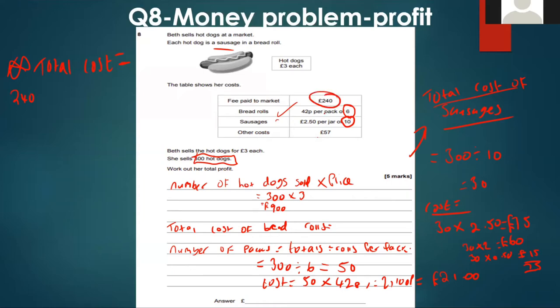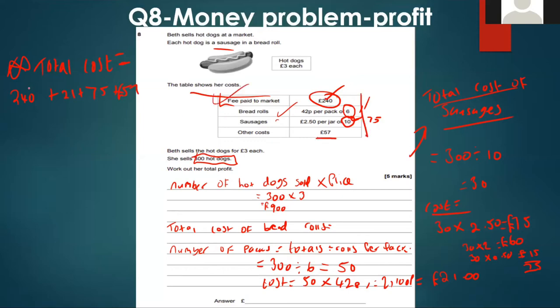So we're going to do this again in a systematic order. So 240 is the fee paid to the market. Now we've said that, plus the number of red rolls, well, that's £21. Plus the sausages, which is 75, so plus £75. And then plus £57, which is other costs, okay? So you can see, again, I've done that in a very systematic order.